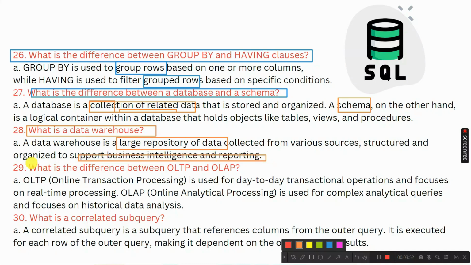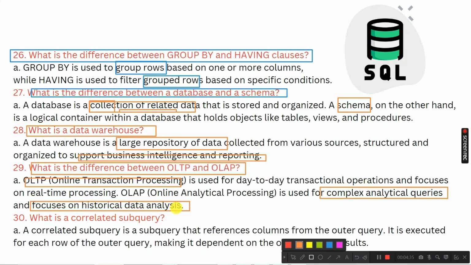Then the next question is, what is the difference between OLAP and OLTP? OLTP means online transaction processing. It is basically used for day-to-day transaction operations and focuses on real-time processing, whereas OLAP, which means online analytical processing, is used for complex analytical queries. The main focus of OLAP is historical data analysis. This is the difference between OLTP and OLAP.